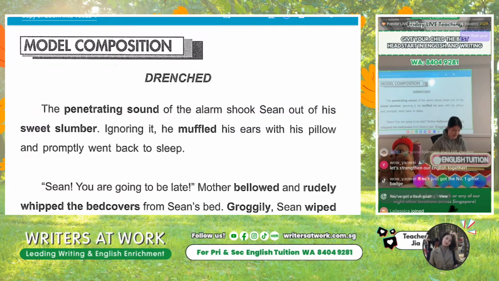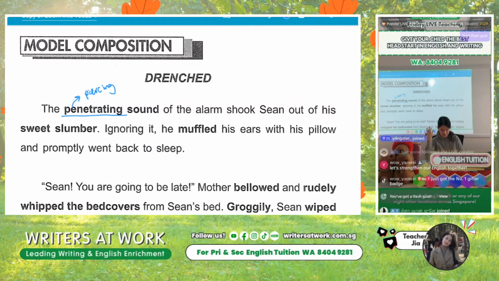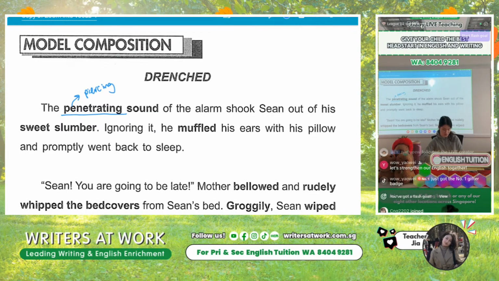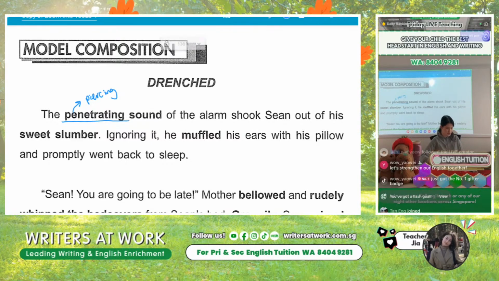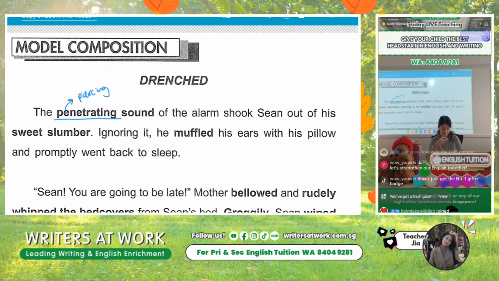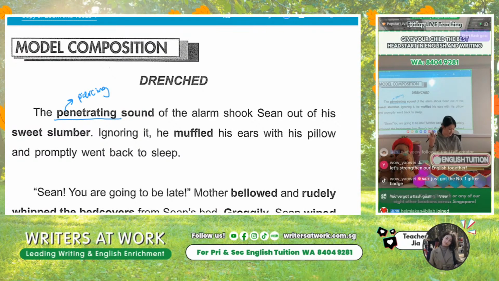The penetrating sound. Now, penetrating usually means piercing. In terms of sound, when you say a sound is piercing, you can imagine something very sharp, something that hurts your ears, something very jarring, something not pleasant. So it's a very good description if you're talking about something loud that causes you discomfort in terms of sound. You can use the word penetrating, or directly use the word piercing. If you're going to use it twice, you can alternate between them.